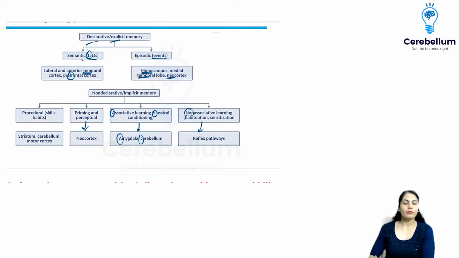On the other hand, whenever I have learned any skill, those skills are usually motor, they're not sensory. So that is going to be done by the cerebellum, motor cortex, and the striatum is also going to help me out, because the planning of how to do the movement is done by the basal ganglia.